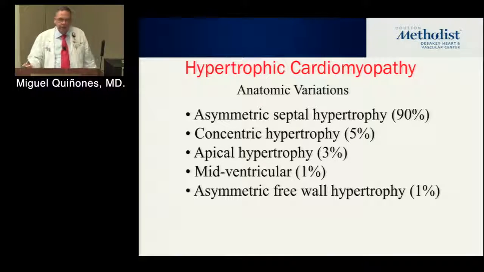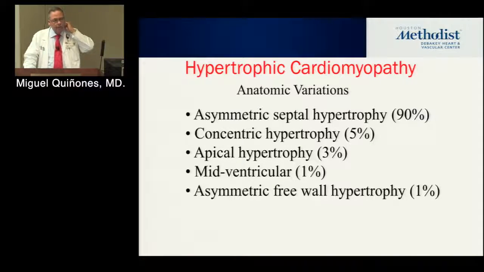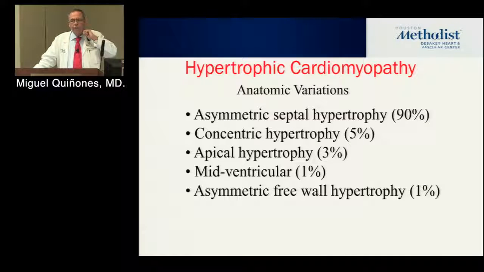Interestingly, the Japanese version has a worse outcome than the American version. The American variety of apical hypertrophic cardiomyopathy tends to be fairly benign, and patients do well over decades. Mid-ventricular is extremely rare, and then asymmetric free wall is the rarest of all.